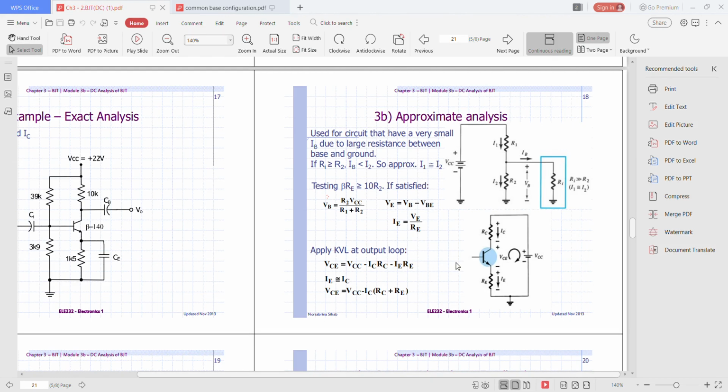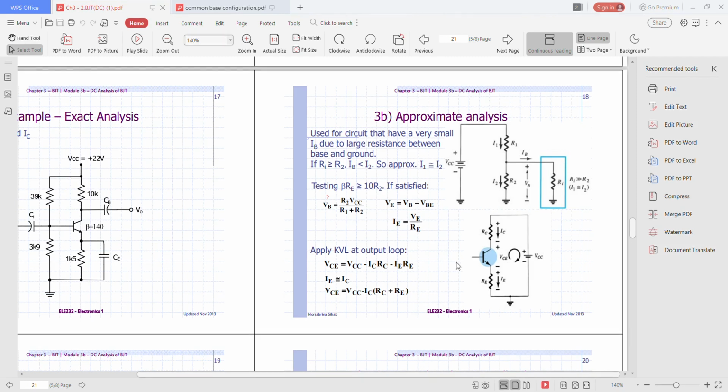Once you have VB over here, the voltage VB will be the input for this loop. So the equation will become VB, and then VBE, and also VE. VE is at this point. So IE multiplied by RE will give VE over here.